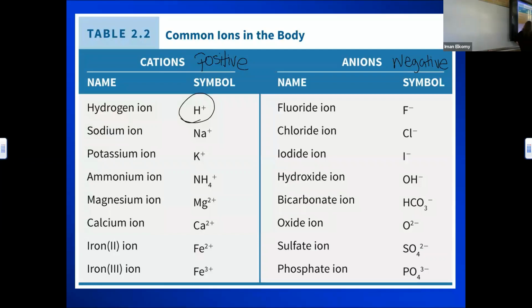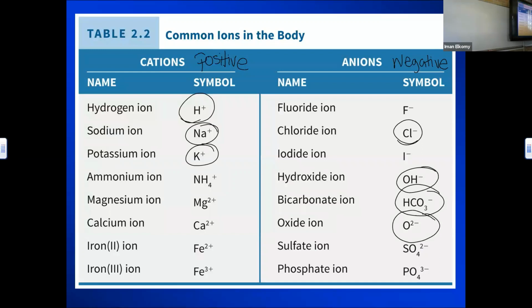Okay, so the ones that we're going to see a lot, we're going to see a lot of hydrogen, a lot of sodium, a lot of potassium. We're going to see a lot of chloride, hydroxide, bicarbonate, oxygen, and phosphate. You'll see a little bit of your sulfate ions and your ammonium ions, but that'll be later on. And maybe sometimes a little bit of these. But your main ones are your hydrogen, your sodium, your chloride. By the end of this class, you will have them memorized because you're going to talk about them so much.